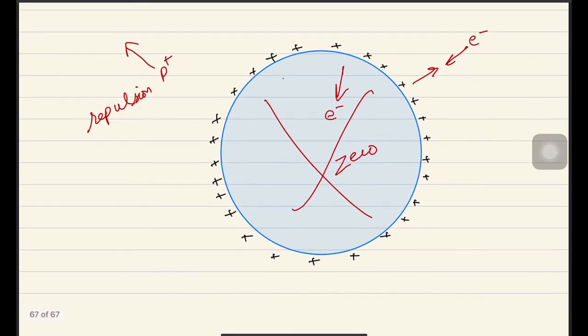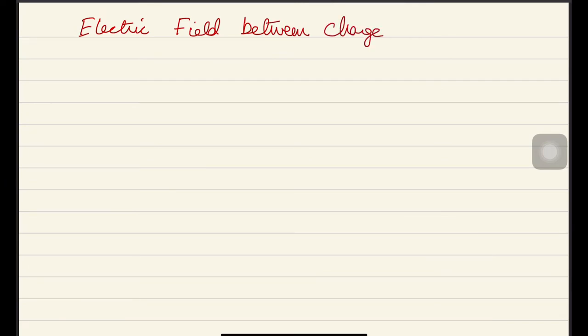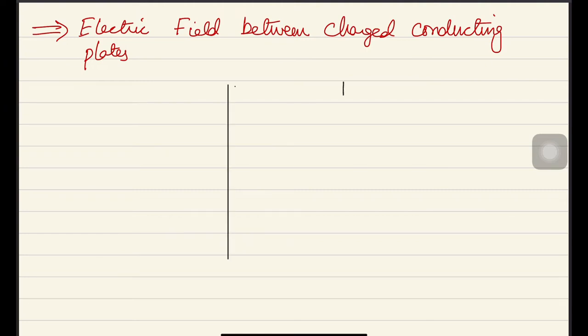Now, the next example that we have to discuss about the electric field is the electric field in the charged parallel conducting plates. Okay, so I'll just write it over here. Electric field between charged conducting plates. Okay, so if you place two plates, for example, that's one plate, here's another plate. Now there's a positive charge on this plate and there is negative charge on this plate.